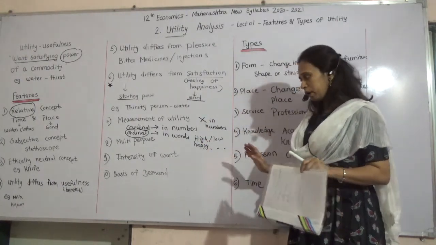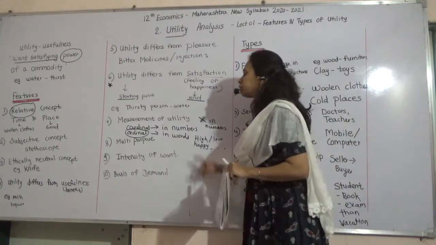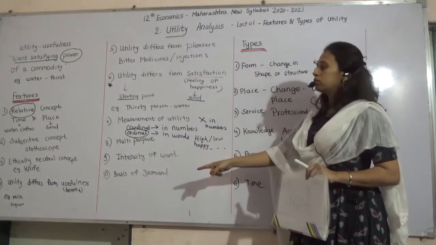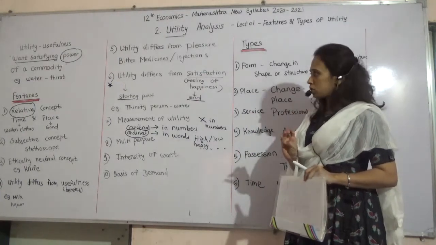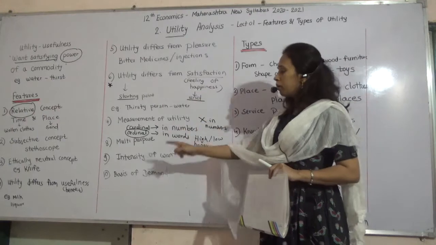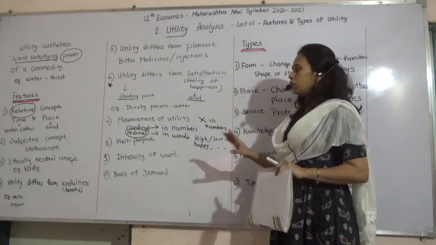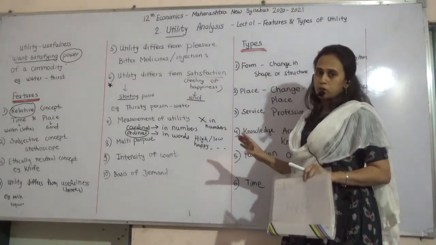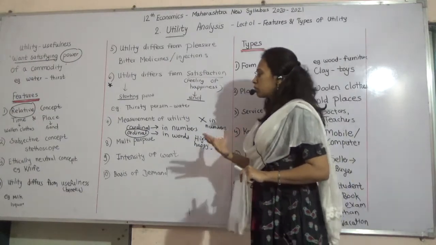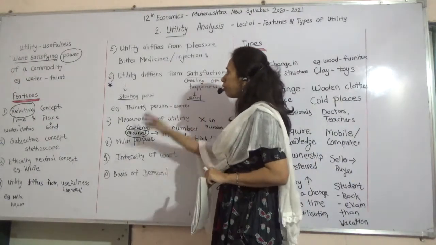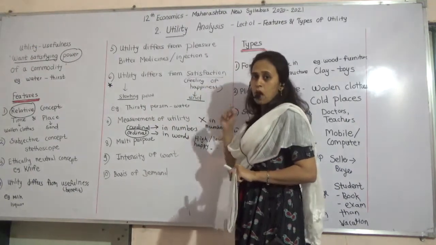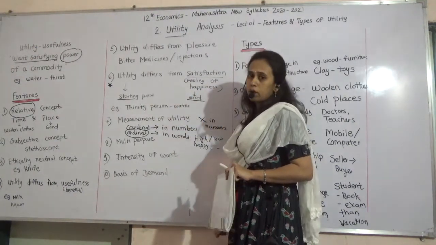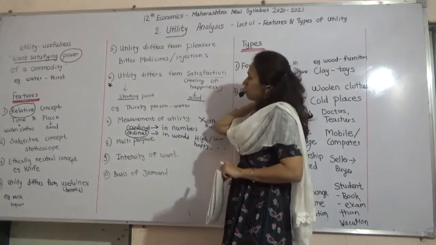If we don't demand, utility cannot be there. We are done with the features. They may ask you to write down the features or remember all the points. Even if you don't need to write all the points for the exam, suppose you have done all the points and you have not done the 6th point, that is utility differs from satisfaction, and if it comes for the distinguished part, then you will lose the marks.